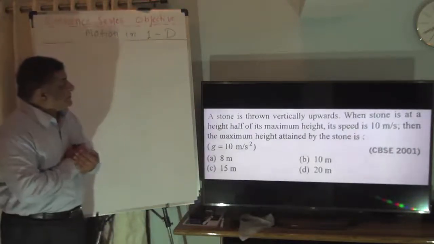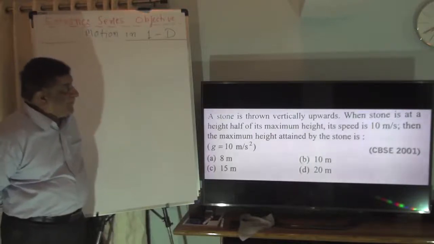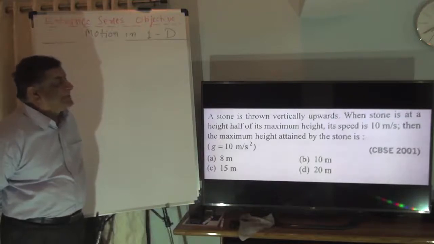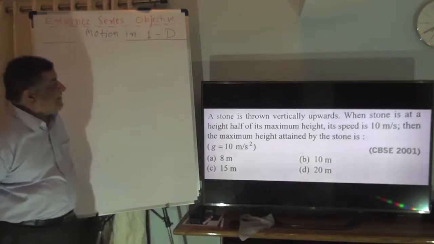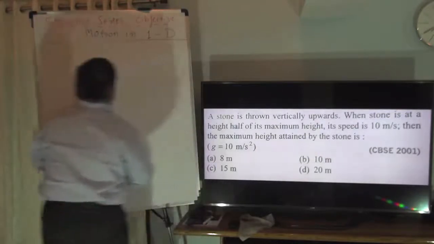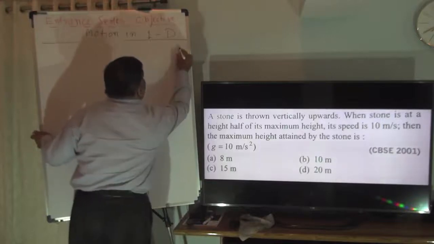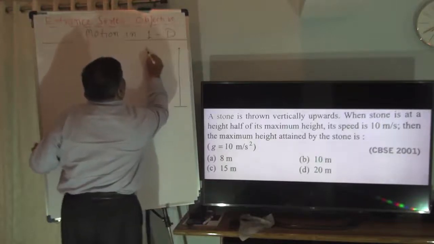Okay, now see the next question. A stone is thrown vertically upward. When the stone is at a height half of its maximum height, its speed is 10 meters per second. Then find the maximum height attained by the stone. We have thrown the stone from here. It goes here. This is the maximum height.